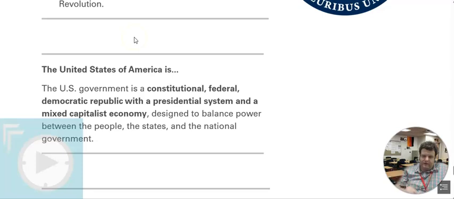Now, it's worth noting we need to take a moment and talk about what is the United States of America. If we're using the terms that we got up there and a few more that I might have forgotten to mention that we'll talk about later, the United States government is a constitutional, federal, democratic republic with a presidential system and is a mixed capitalist economy. It's a government that, if you read our founding documents, was designed to balance power between the people, the states, and the national government. It's a delicate balancing act, and it's pretty amusing to watch sometimes.